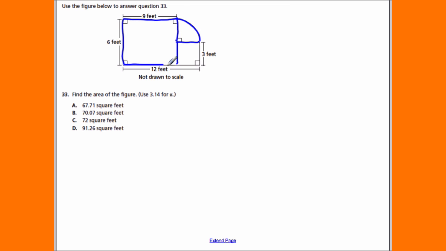And it looks like I actually have 3 different shapes here. This shape is 9 by 6, and it's a rectangle, and the rectangle is base times height, or 54. This is a square. If this whole thing is 12 feet, and this was 9, that leaves us with 3 for this distance. So this is going to be 3 by 3, or 9 square feet. So right now I have 54 plus 9 square feet.